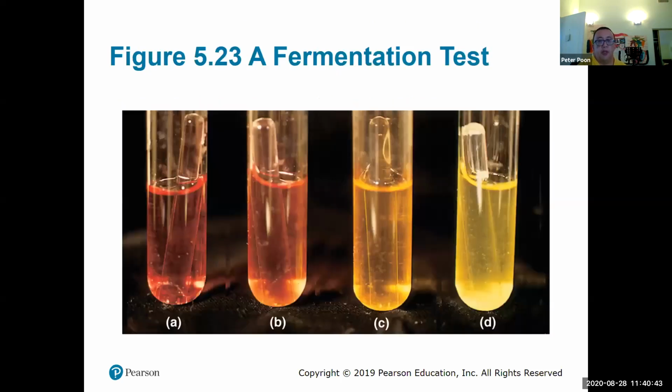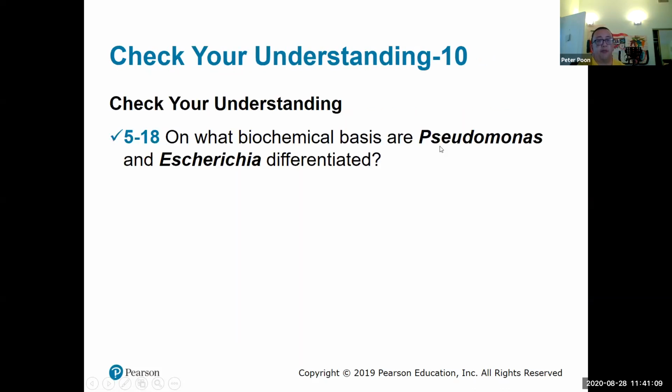Here you can see the fermentation. Fermentation makes things acidic. This is a control. This is acidic, and you can also see there's a bubble here. That bubble is not here. You see a bubble here that shows it's making carbon dioxide. We'll do the fermentation as well.